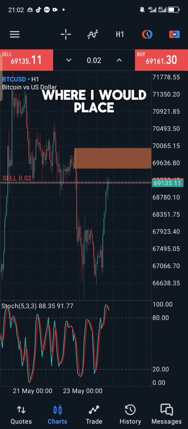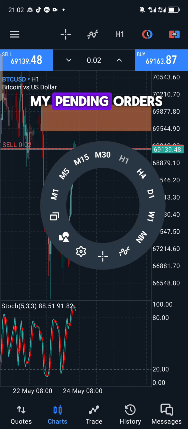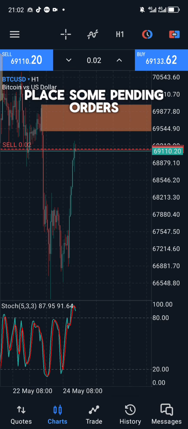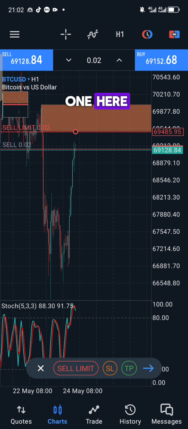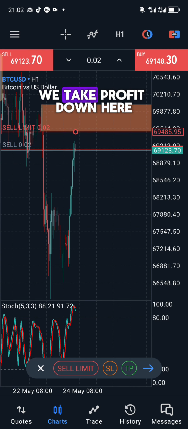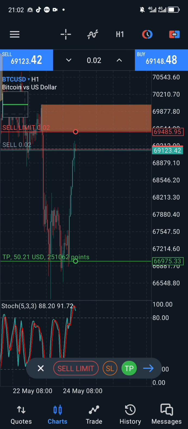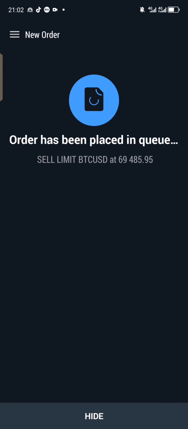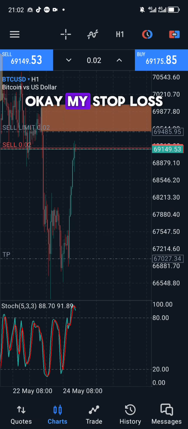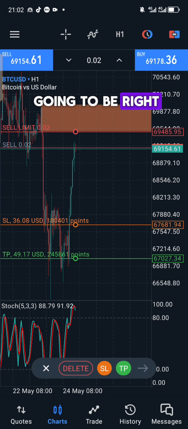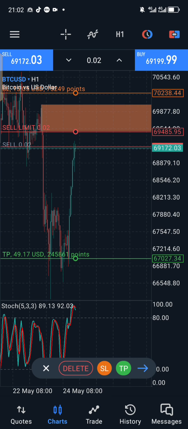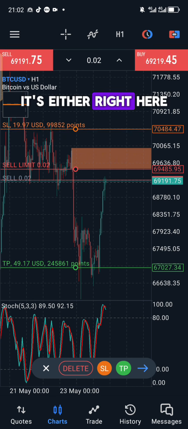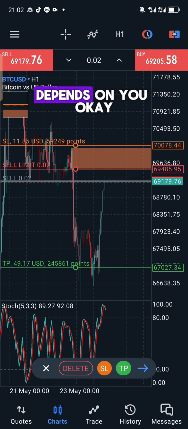So this is where I would place my pending orders. Let me just quickly place some pending orders. One here, we take profit down here. My stop loss for this order is going to be right here. It's either right here or right here, depends on you.